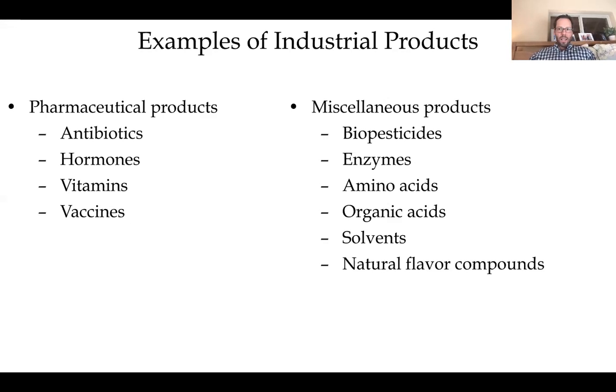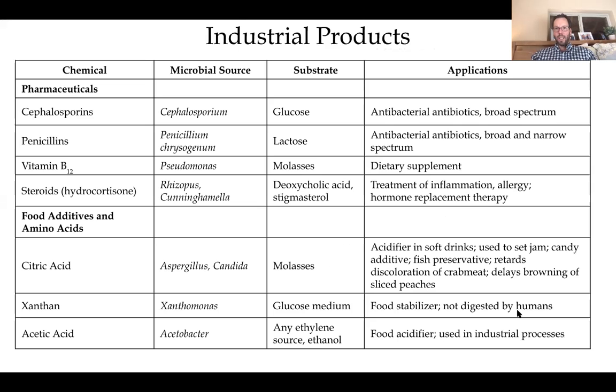Certain amino acids, right? So if you are supplementing with amino acids, like branched chain amino acids or essential amino acids, it can be purified from things like whey, which is dairy, but it can also be made with, again, microbes. Natural flavors, solvents, organic acids, these kinds of things are typically made using microbes in industry.